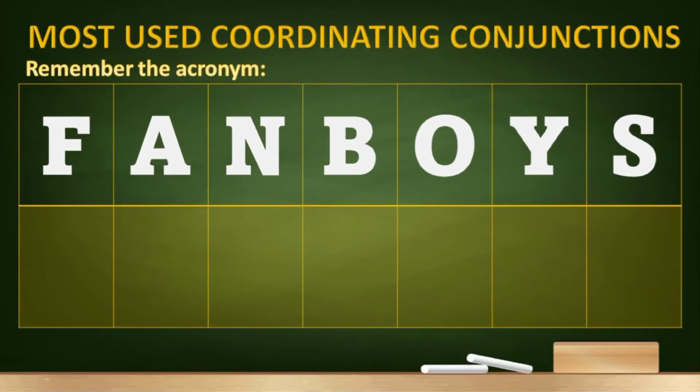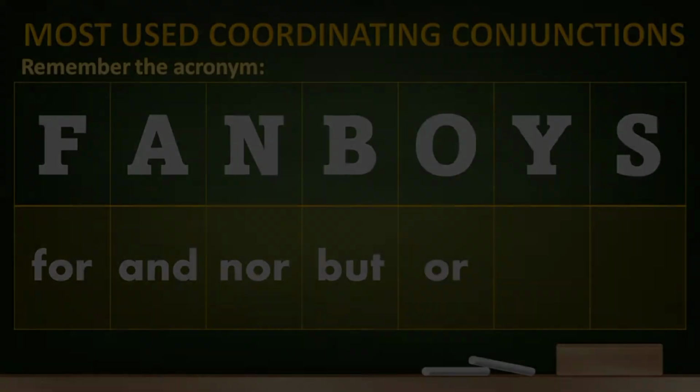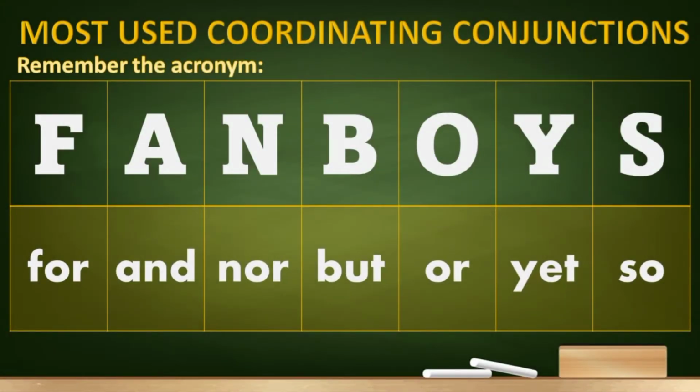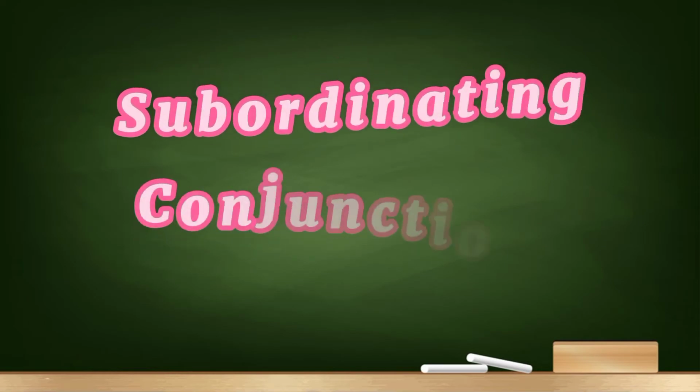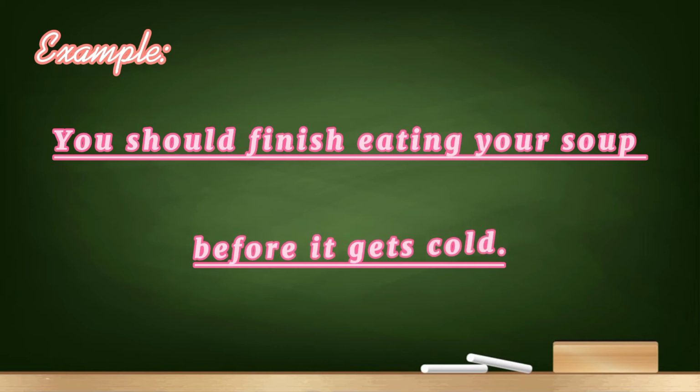Again, what does FANBOYS stand for? You got it right. F for, A and, N nor, B but, O or, Y yet, and S so. You really are listening. Another type of conjunction is the subordinating conjunction. Subordinating conjunctions are used to connect two ideas, but the sentence emphasizes one main idea. As in the sentence, you should finish eating your soup before it gets cold. The one main idea is you should finish eating your soup, while before it gets cold is a subordinate idea.